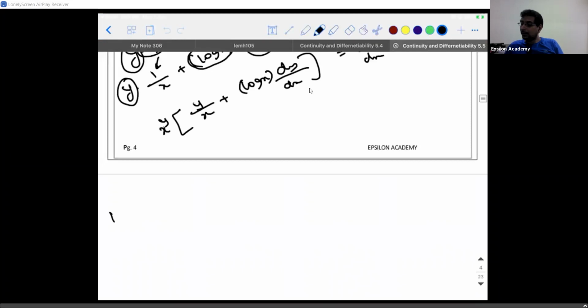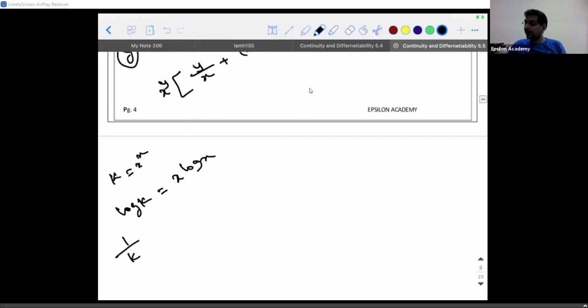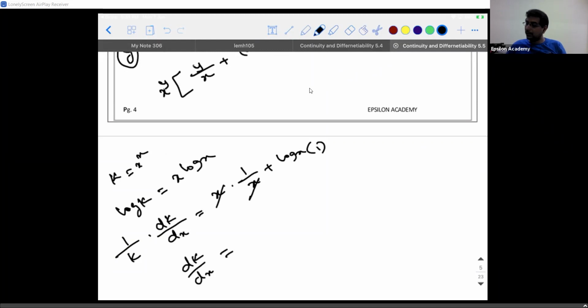Let me call k is equal to x power x. Taking log on both the sides, log k is equal to x log x. So 1 by k into dk divided by dx is equal to x into 1 by x plus log x into derivative of x, which is 1. So x and x will get cancelled. dk divided by dx is equal to, k will go to the other side, that is x power x into 1 plus log x.